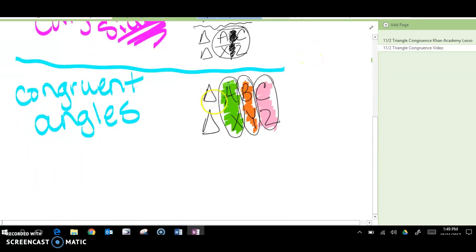Congruent angles: just line them up on top of each other and highlight. A and X are congruent. B and Y are congruent. C and Z are congruent.